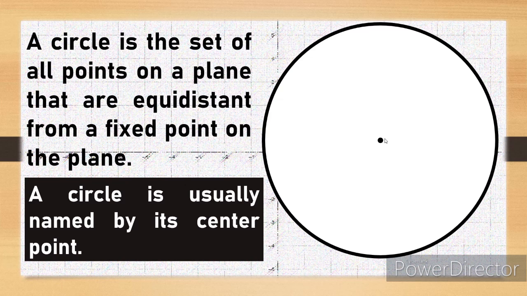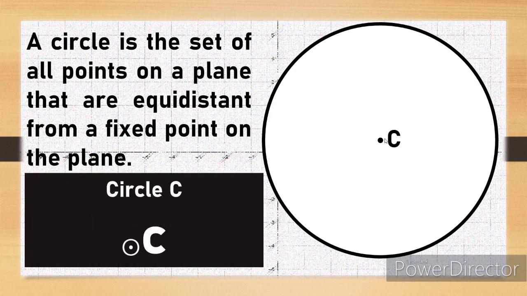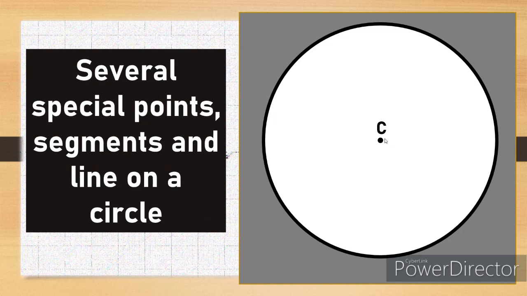A circle is usually named by its center point. So if the point in the center is C, meaning this circle is circle C. Now let's have several special points, segments, and line on a circle.